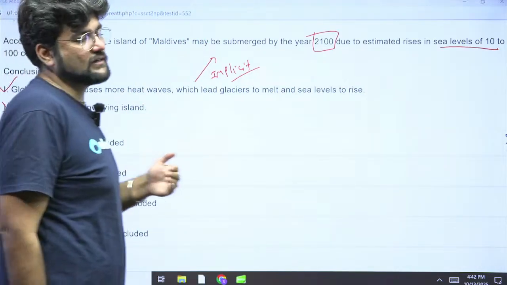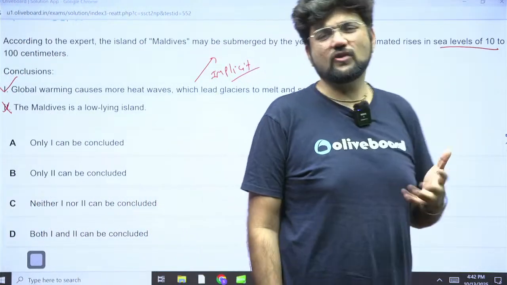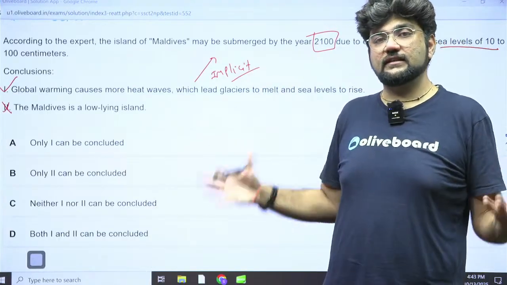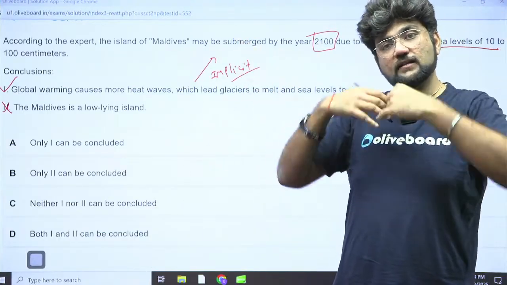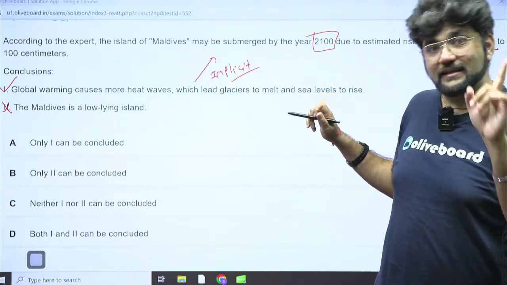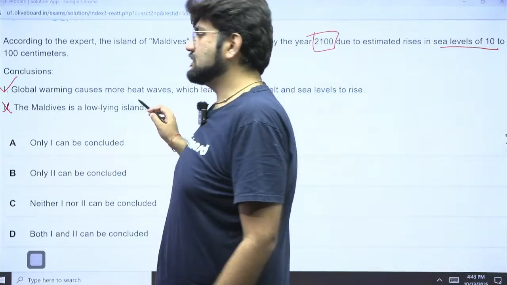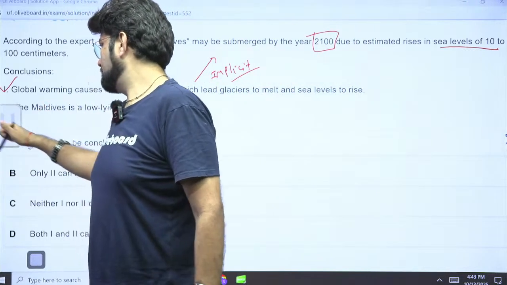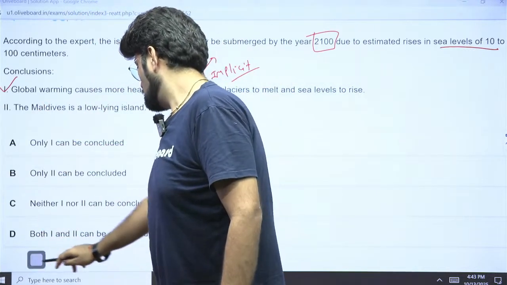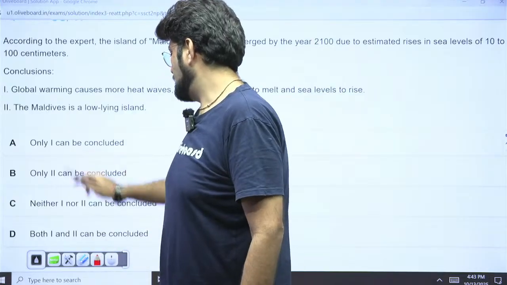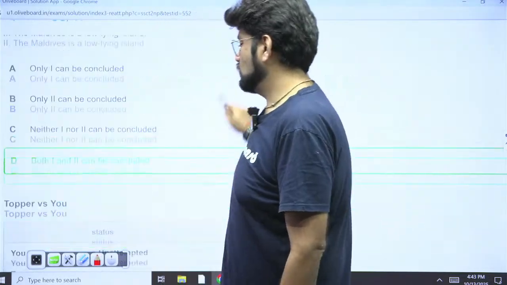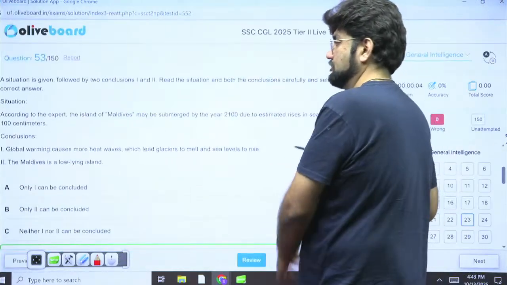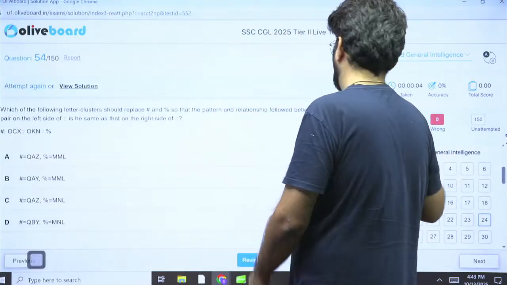So that's a very short time. 70 years, 75 years or 80 years for that matter is not a lot of time. And in that span of time, if the sea level is going to rise so much that the island is going to submerge, that means it is a low-lying land. Otherwise, that would not have been possible. So you can actually conclude this. Okay. So it's well justified, but the problem is that nobody will think like this. That's the only issue. Okay, the topper did think like that. 45 seconds. Very nice. Excellent. Okay. Next.